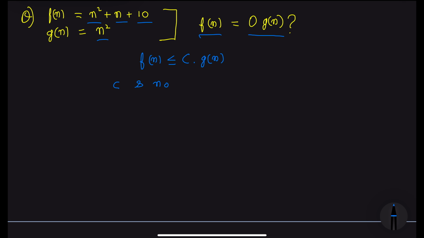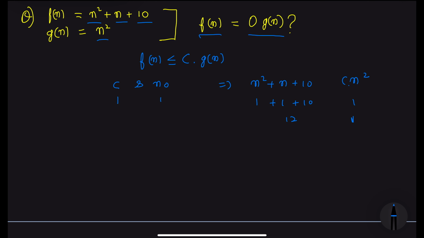So let's check. Our f(n) is n square plus n plus 10, and our g(n) is n square. So we are looking for c into g(n). Let's take the first value of c equal to 1 and n naught equal to 1, which will become 1 plus 1 plus 10, and this will be 1. So 12 is not smaller than or equal to 1, so we fail for c equal to 1 and n naught equal to 1. Let's take some larger value.